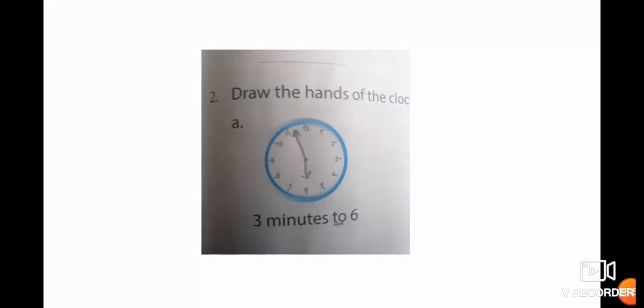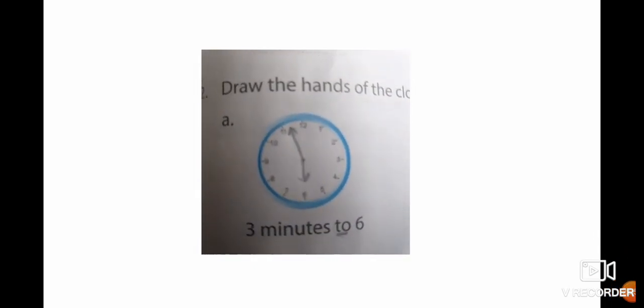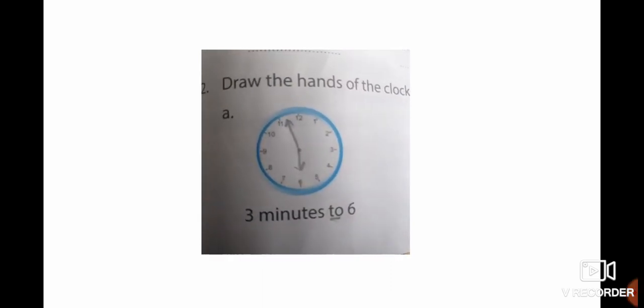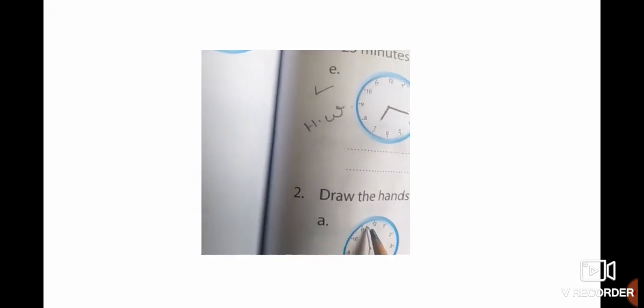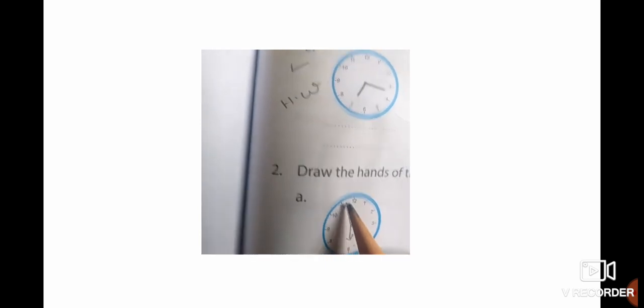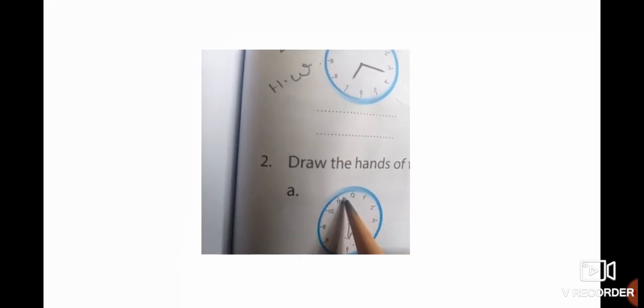So students, here you can see that I have shown the two hands, that is hour hand and minute hand. 3 minutes to 6 means we have to show the hour hand on 6, and the minute hand after 11, on the second line. After 11 on the second line of minutes we have to show, so that it means 3 minutes to 6.